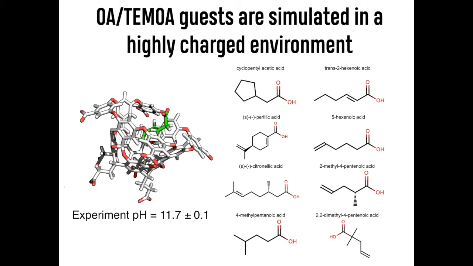This is the first set of guests. Both of them bind both octa acid and tetramethyl octa acid. They are all small and fragment-like with a charged end, and this reflects the typical binding mode of these compounds, that have a polar or charged end that faces and interacts with the solvent, and a hydrophobic part that sticks inside the basket. All of these experiments have been performed at a pH of 11.7.